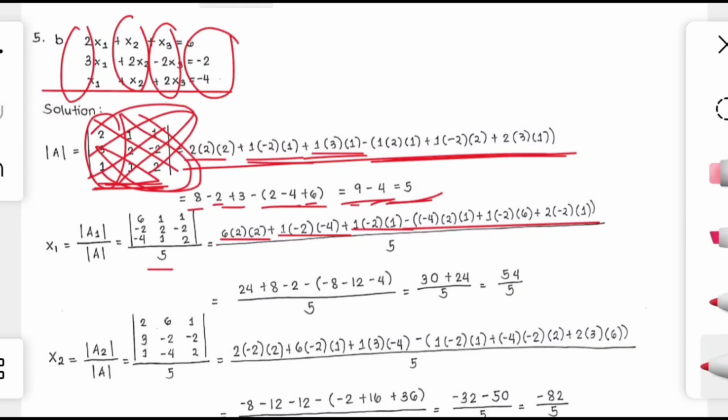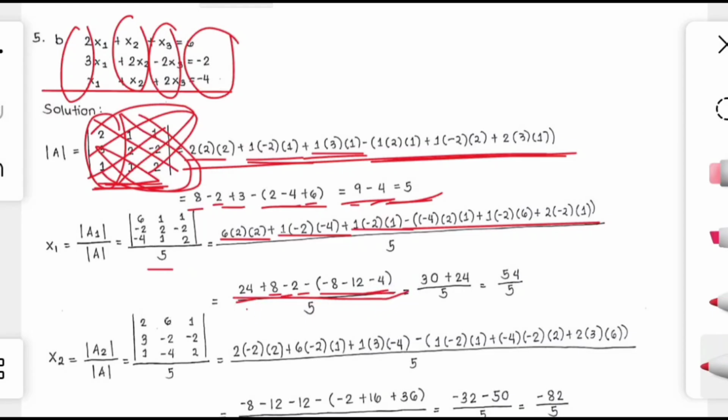So 6 times 2 times 2 is equal to 24, and then 1 times -2 times -4 is equal to 8, and then 1 times -2 times 1 is equal to -2, minus -4 times 2 times 1 is equal to -8, and then 1 times -2 times 6 is equal to -12, and then 2 times -2 times 1 is equal to -4. So we have this form now, all over 5.